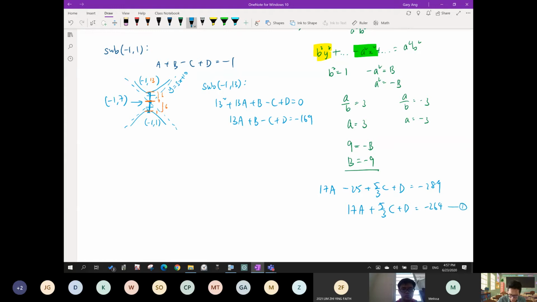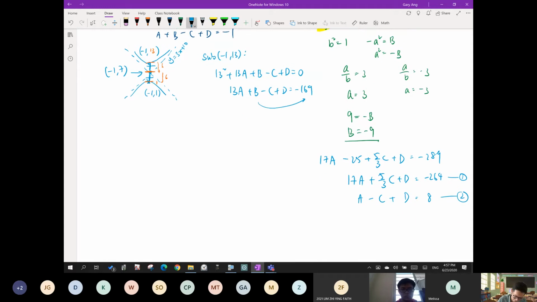And my equation 2 is this one, right? So just bring across. Very easy. Okay, minus 1 plus 9, so that's going to give you 8. That's your equation 2. Okay, and lastly, your equation 3, 13a minus c plus d is equal to minus 1 plus 9, so that's minus 160, right?